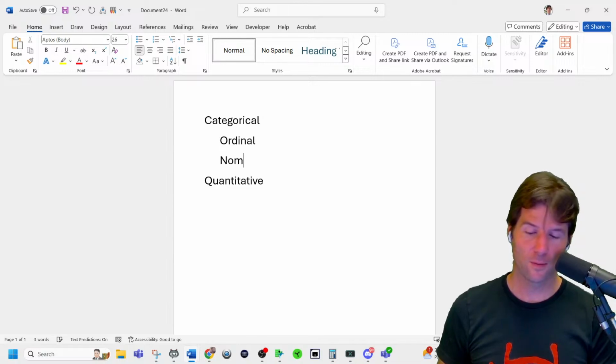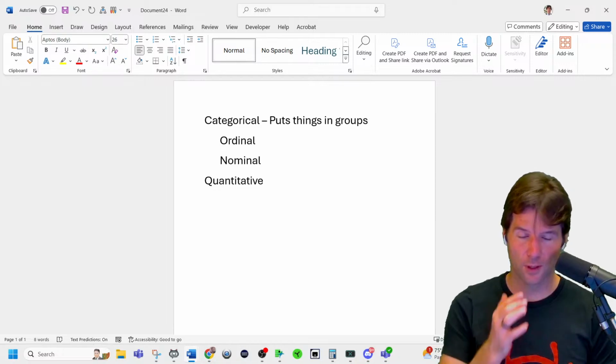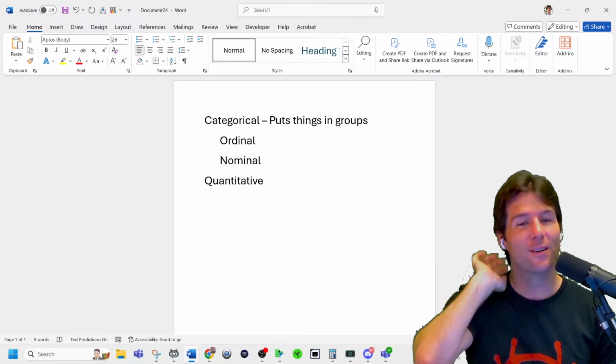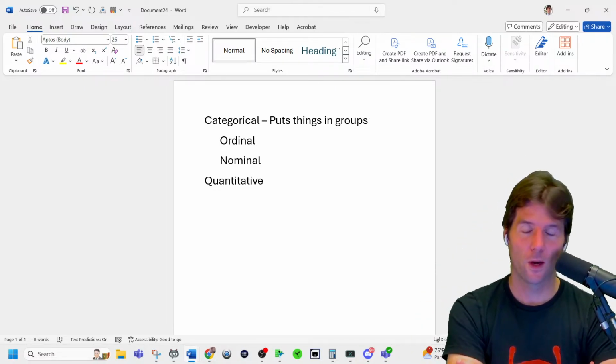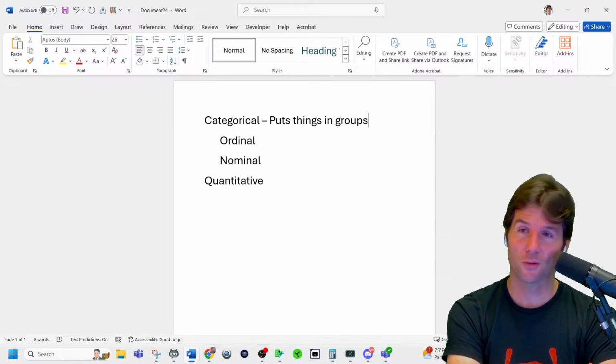And then there's nominal. So a categorical variable puts things in groups. Like, what state are you born in? What's your favorite state preference? Great job, Noel, right there. Those are categorical variables. What's your class level?